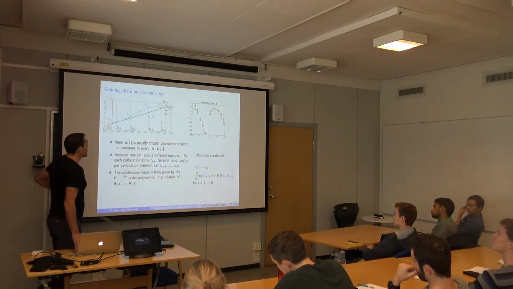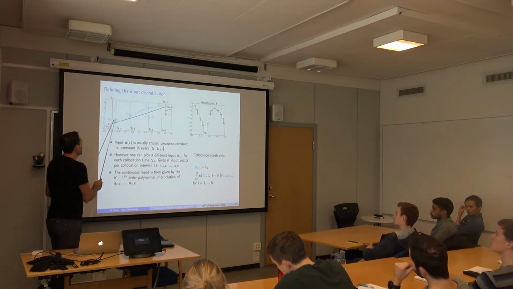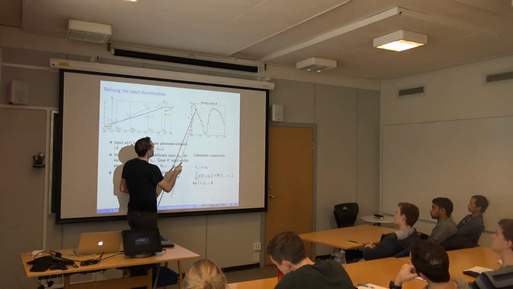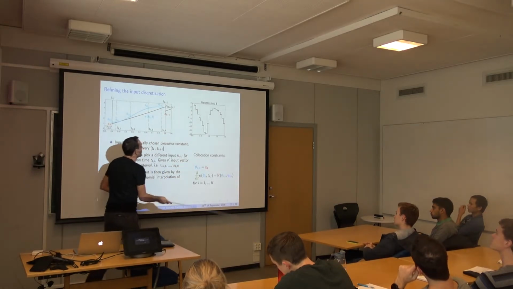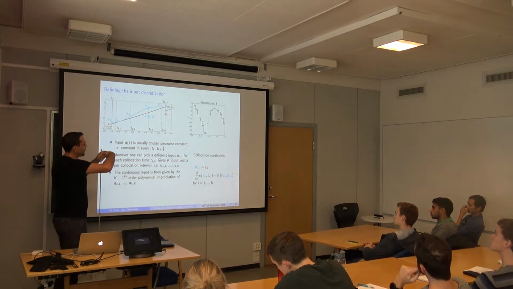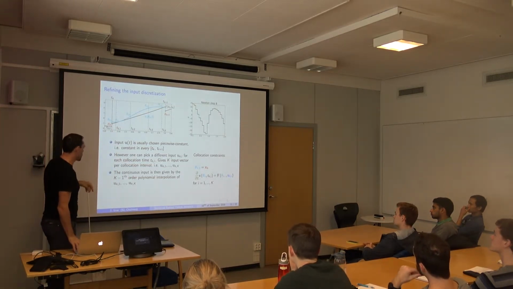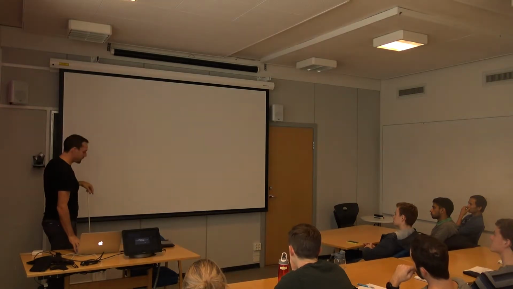Yeah, and then one interpretation of this degree less is that the inputs can jump between the different intervals. So you could have a polynomial here, and then it could still jump down here and then down here. So there's no reason why the input profile should be connected, as opposed to the state, which is supposed to be continuous.